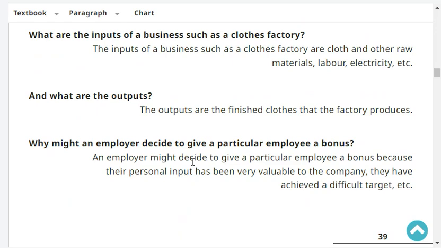The inputs of a business such as a clothes factory are clothes, cloth, and other raw materials, labor, electricity, etc.